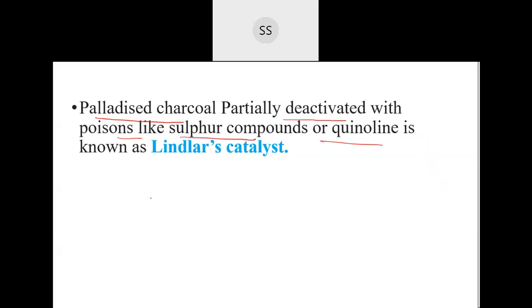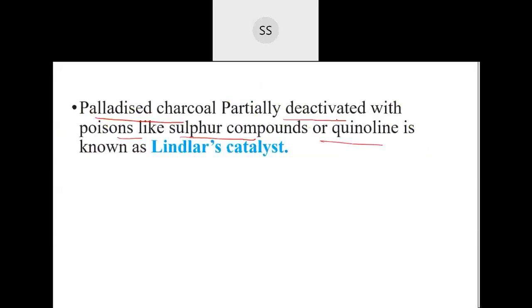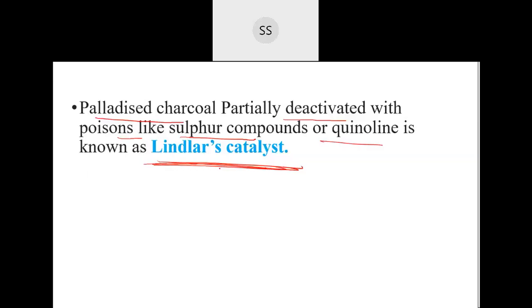Pelletized charcoal means you are taking palladium compounds, okay. Palladium compounds are taken which is deactivated because you saw that the pores which are there, you are trying to block those, okay, by adding these poisons in between. So they will reduce the efficiency of the catalyst. They will not allow them to continue in a further way, okay. So pelletized charcoal which is deactivated with poison like sulfur compounds or quinoline. This catalyst is called Lindlar's catalyst, which was prepared by the scientist named Lindlar. So it is given that name, okay.